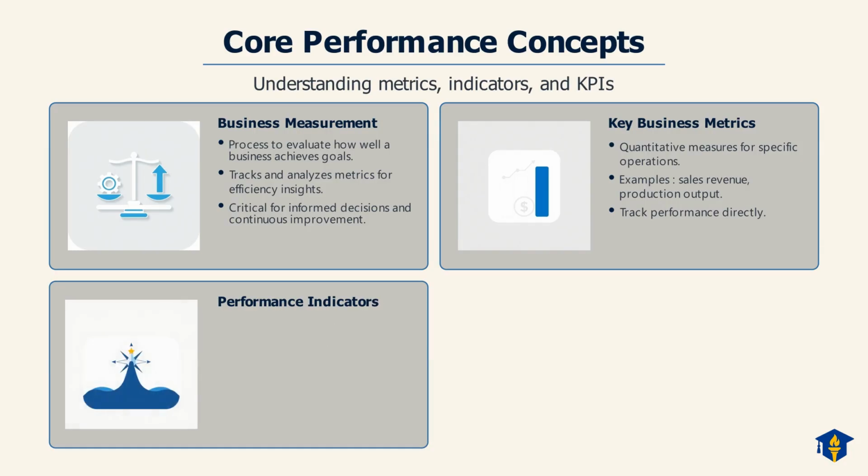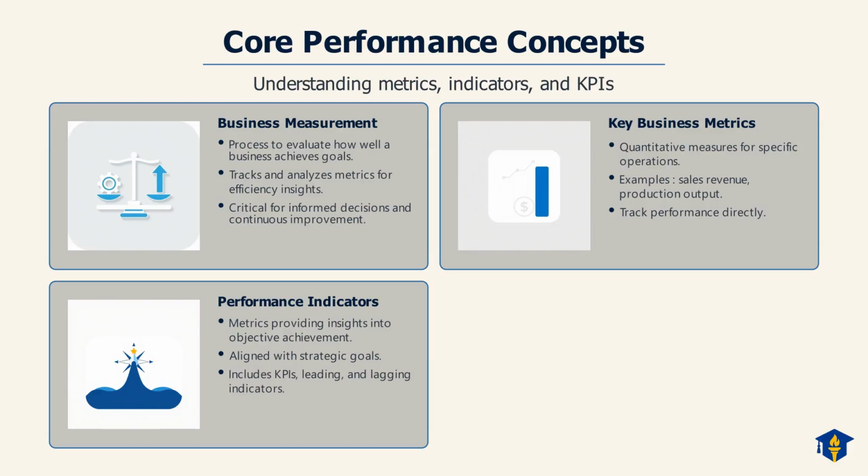Moving on, performance indicators are a broader category that provides deeper insights into objective achievement. They are metrics specifically chosen because they provide valuable insights into whether business objectives are being met. These indicators are always closely aligned with the company's overarching strategic goals and vision. This category encompasses various types, including key performance indicators as well as leading and lagging indicators.